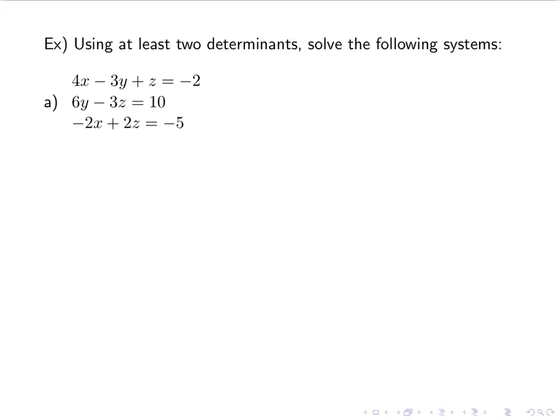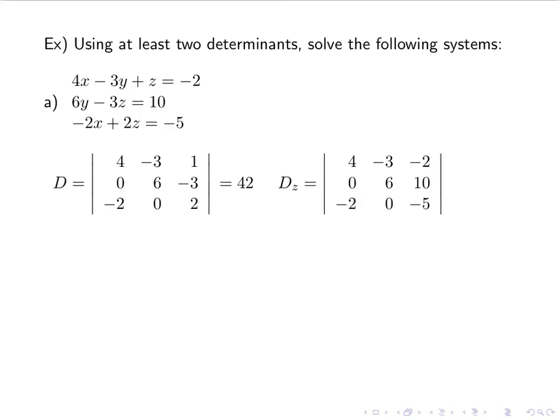So 4x minus 3y plus z equals -2, 6y minus 3z equals 10, -2x plus 2z equals -5. I set up my D matrix. Notice I have a 0 in my x, I have a 0 in my y, and no zeros in my z. So that's going to tell me that after I find d, I'm going to find d sub z. So d should give me 42.